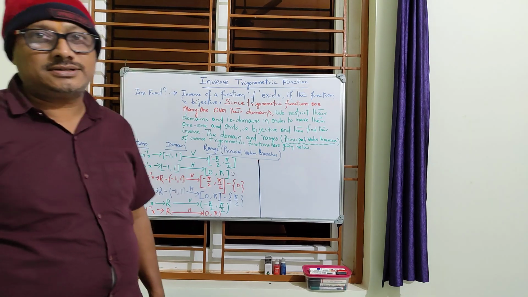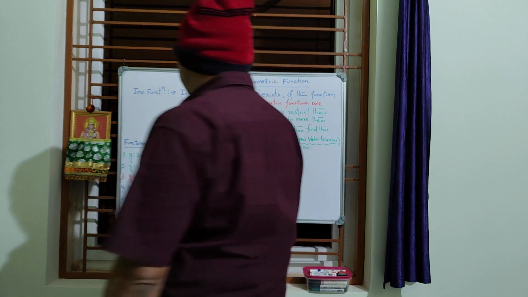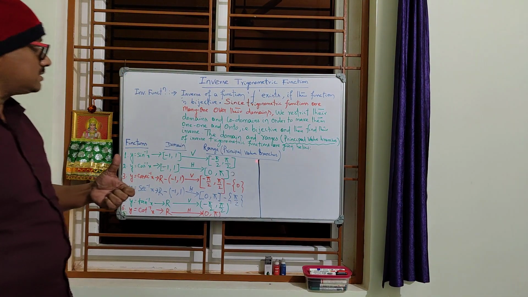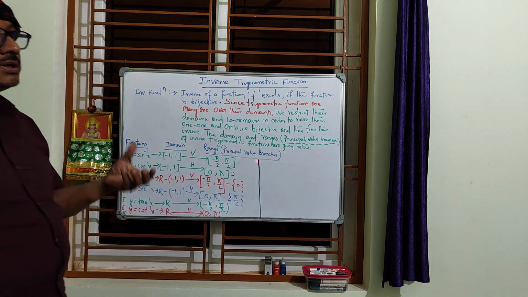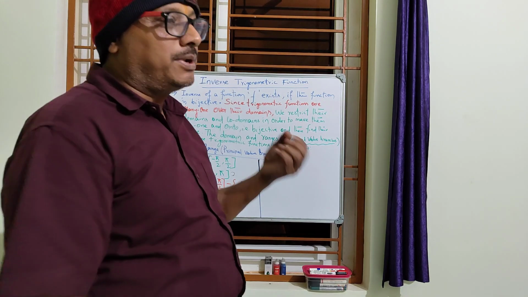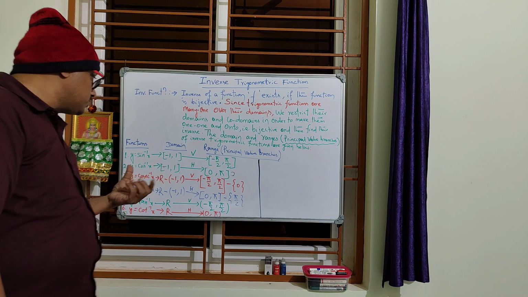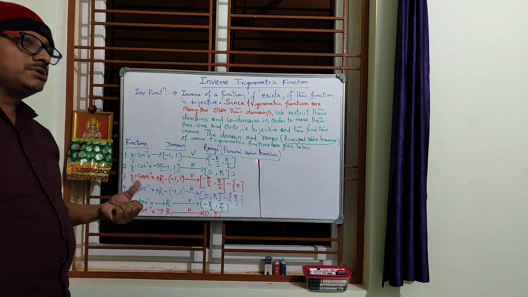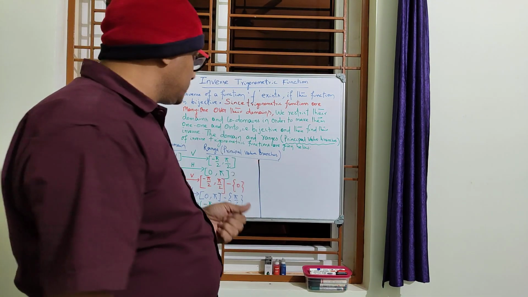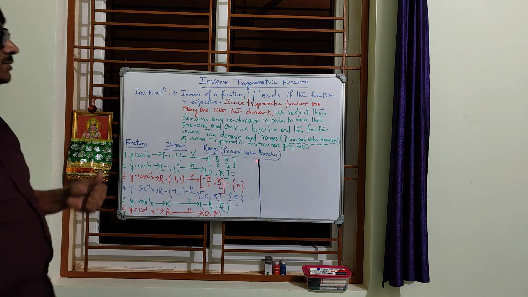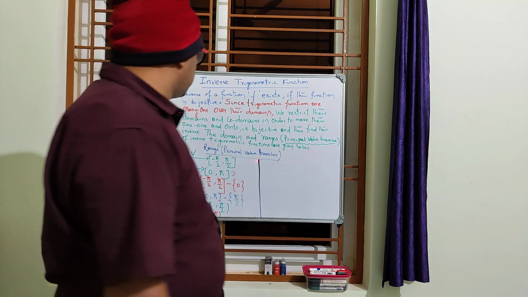Let us start inverse trigonometric functions. First of all, we should know what inverse trigonometric functions are. We have some trigonometric functions: y equals sin x, or f of x equals sin x, f of x equals cos x, f of x equals cosec x, f of x equals sec x, f of x equals tan x, f of x equals cot x. In this way, we have to study what an inverse trigonometric function is.